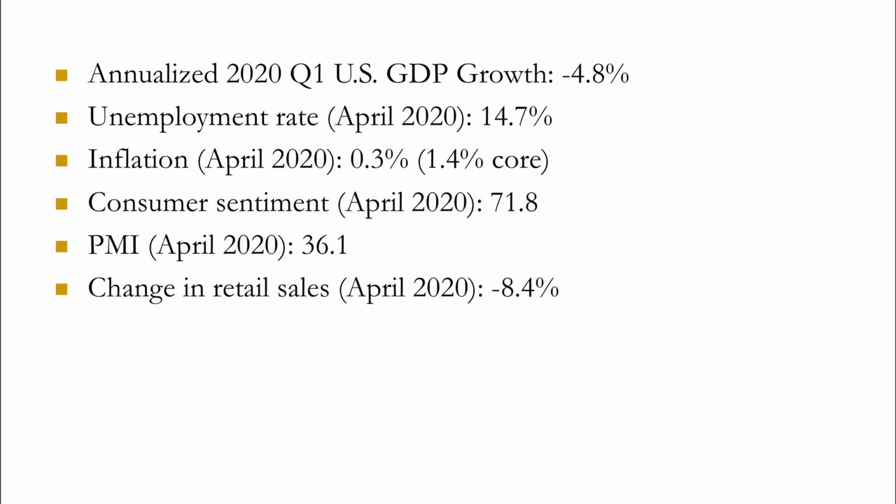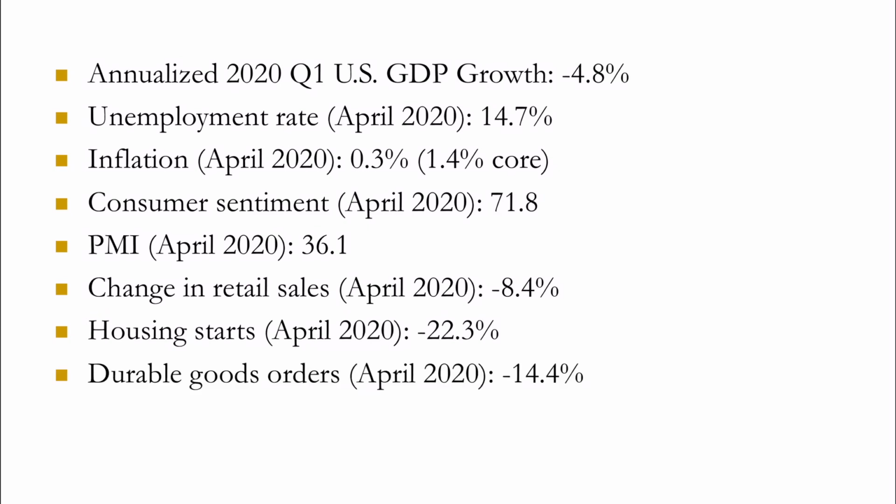We had a change in retail sales down 8.4%. We had housing start changes down 22.3%. And we had durable goods orders down 14.4%. So we see a lot of negative values here, and what we'll see on the next slide is whether or not we are in an expansion or contractionary period.